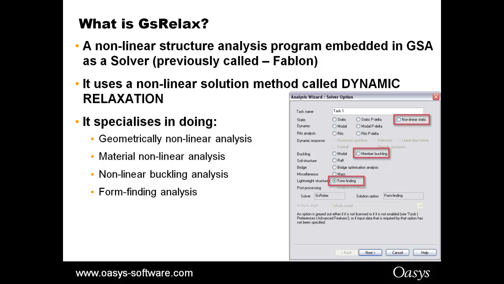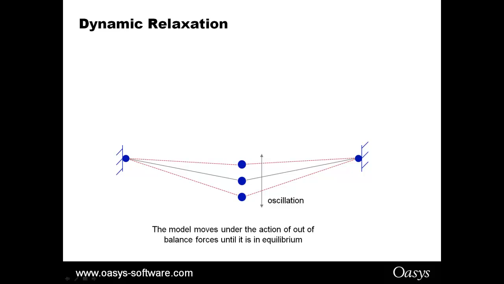Now, this non-linear analysis can be geometric and can be material, and it's called dynamic relaxation because it is a dynamic method. It's not a matrix method. It uses motion within the structure to try and find the equilibrium.